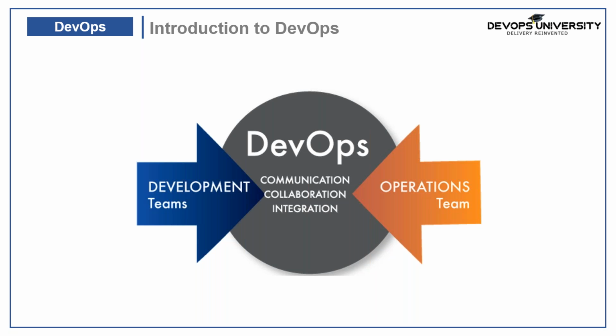But DevOps is here to bridge the gap between the development team and the operation team. So what does DevOps bring? It brings communication, collaboration, and integration. DevOps is not a tool, it's not a technology, it's not a framework, it's just a culture. The culture says we two are going to work together for a common goal. The goal is the success of the project.